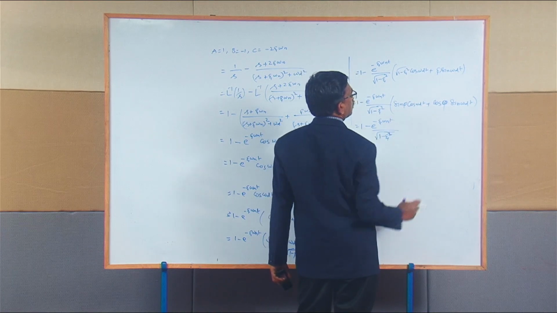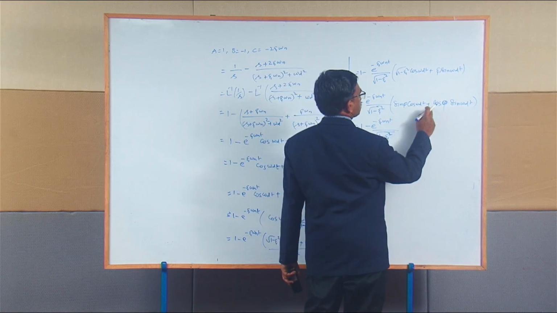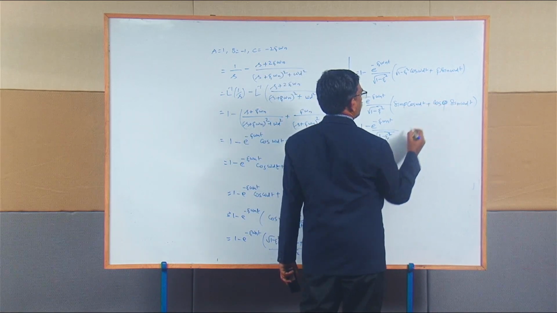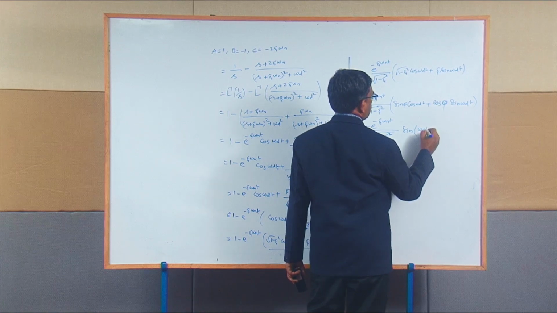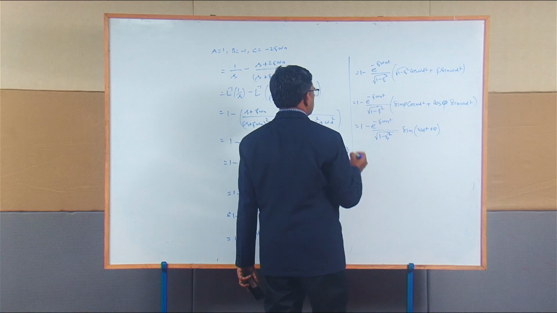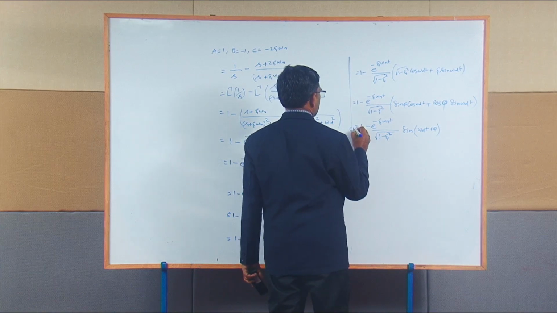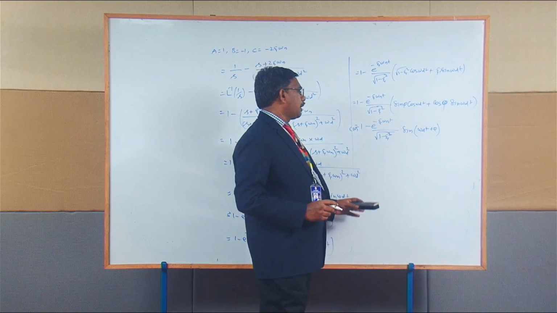This is the a plus b formula, sin a cos b plus cos a sin b. So, sin of omega dt plus phi. So, this is nothing but c of t, that is the time response of a second order underdamped system.